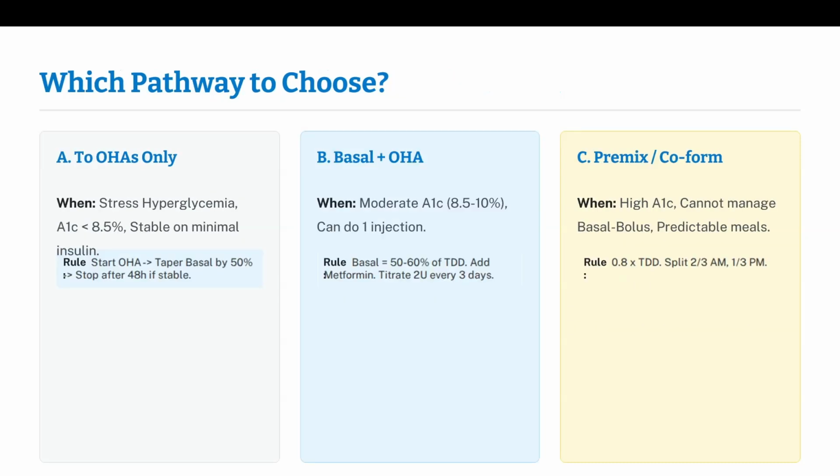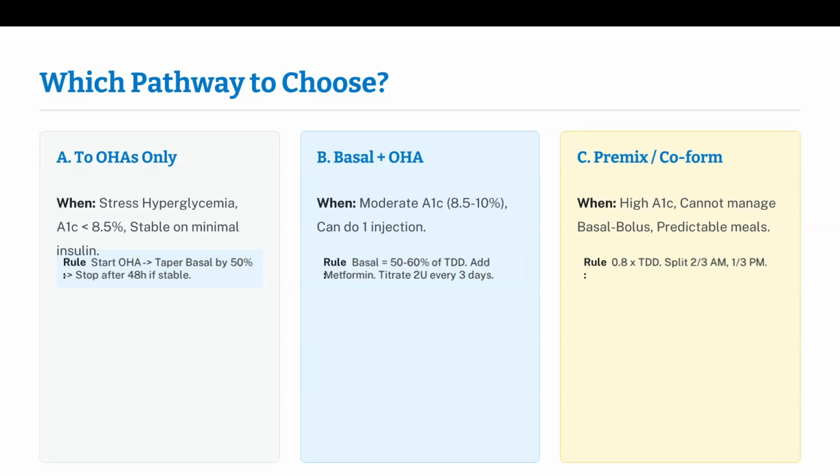So which pathway to choose? There are three types that we can choose when the patient is getting discharged. You can convert the insulin to only OHAs, or convert it into basal insulin plus OHAs, or convert it into premix form or co-formulation. In the first one, you can convert into OHAs only when there is only stress hyperglycemia, or unstable on minimal requirement, or when the A1C is less than 8.5. So rule: always start OHAs, taper basal by 50%, stop the basal after 48 hours only if stable. This is done to prevent rebound hyperglycemia.